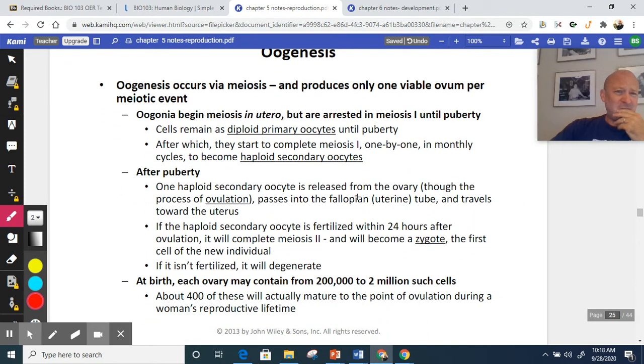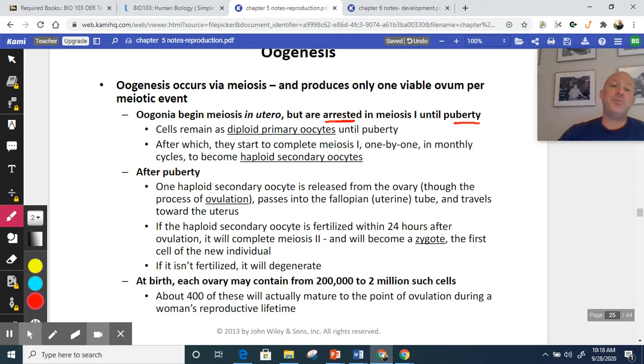All right. So this process of oogenesis begins in utero. So this is happening as you are an embryo developing, the female is, as an embryo inside your mother's uterus. All right, so these cells become arrested. This meiosis process pauses after its first division and doesn't continue until puberty. All right, so these cells will remain in the diploid state until puberty.